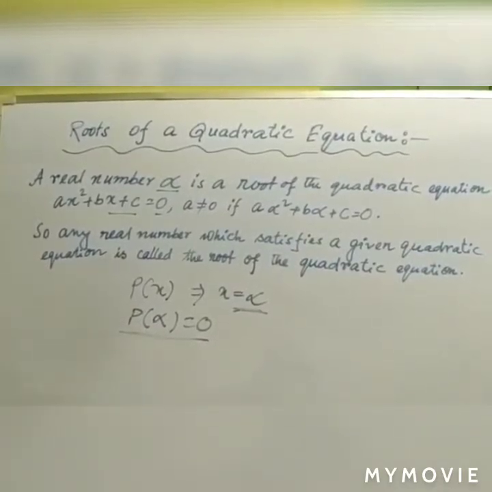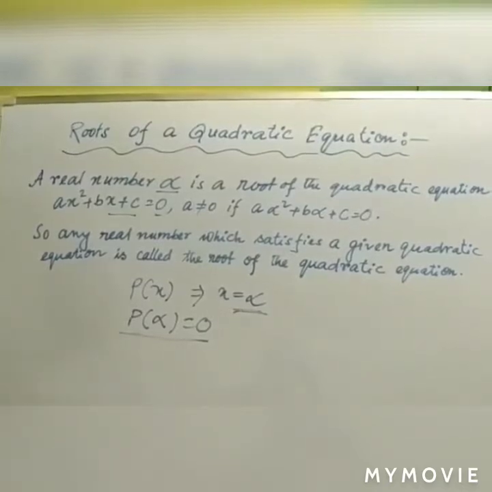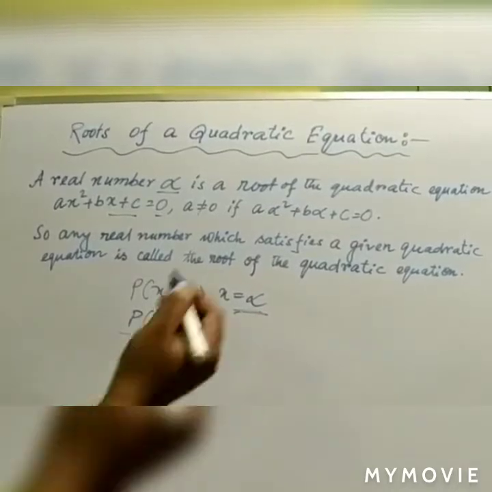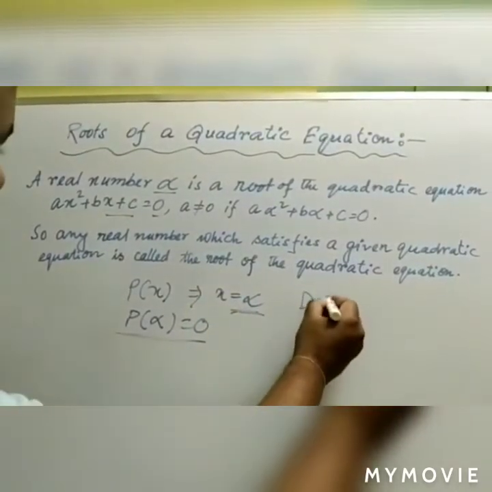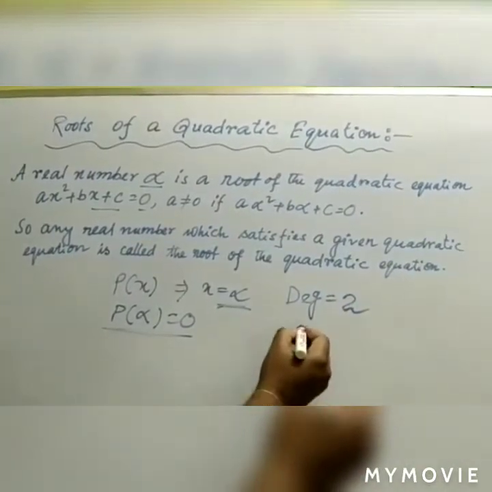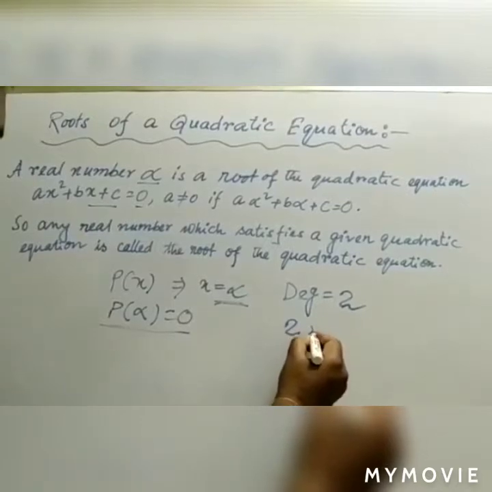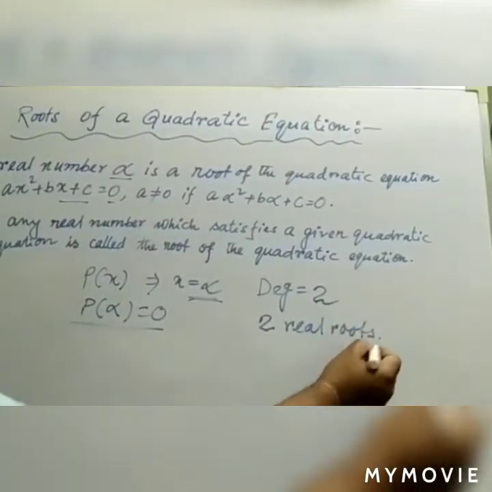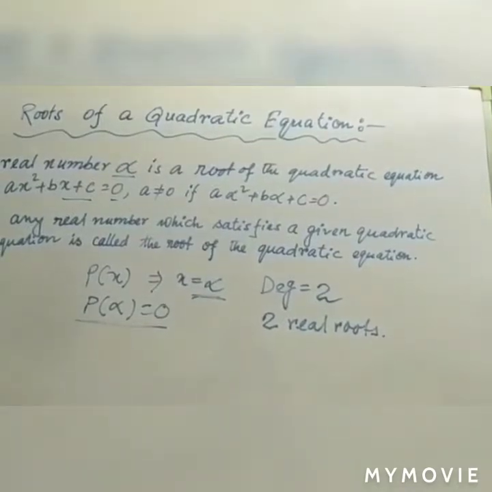But one thing is most important that you need to know: a quadratic equation can have at most 2 real roots, because it has degree 2. So it has at most 2 real roots. It cannot have more than 2 real roots.